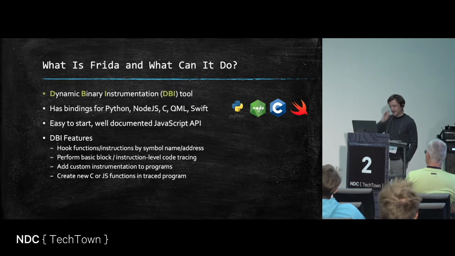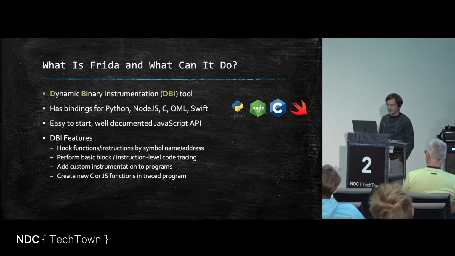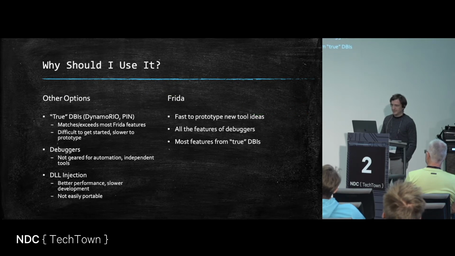It's pretty easy to start. It's got a really well-documented API that I also sent a link for and that I'll also show a little bit during this. It has features such as hooking functions and instructions by address or by symbol name. You can perform basic block and instruction level tracing, and you can add instrumentation to programs at the instruction or function level. And you can even put C functions or JavaScript functions into the program, and they'll execute at the places that you specified. So all of this makes it kind of like dev tools for native programs.